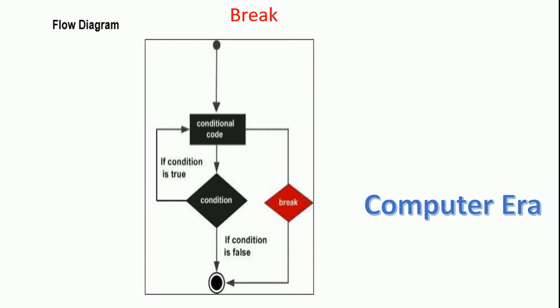If you are seeing the flow diagram of a break, here you can see conditional code. This is a condition, but I have written a break within that conditional code. Wherever it reads the first statement as a break, it will stop the execution, it will stop the iteration, and it will come out of the loop.